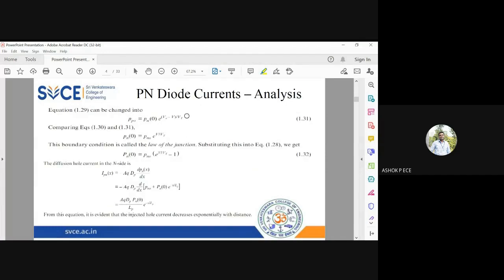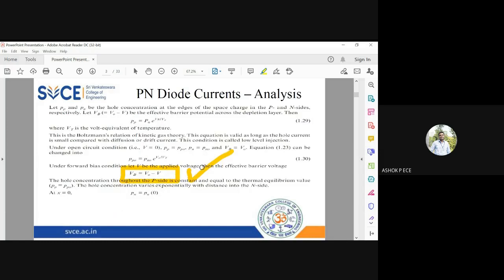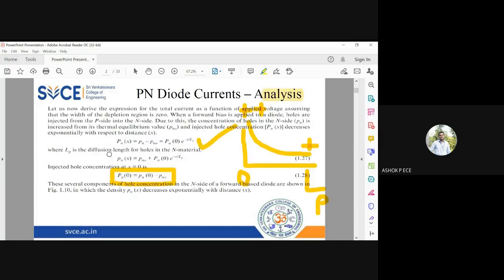Now when I substitute all these conditions, I get the diffusion current on the N side. This is the formula for diffusion current we have seen, and this is the formula for the concentration of holes. So the diffusion current on the N side is going to be Ipn of x equal to minus A q Dp into dPn of x by dx. For dPn of x by dx, I'm going to apply this formula for Pn of x.